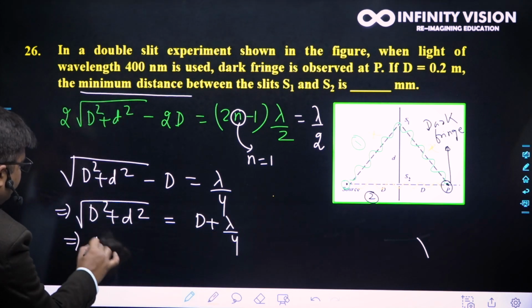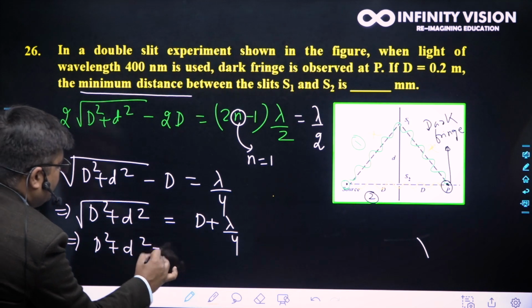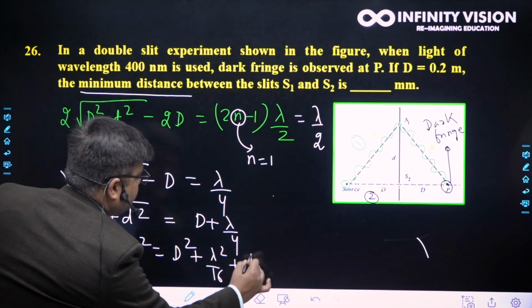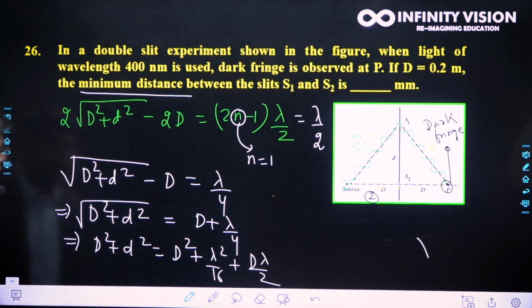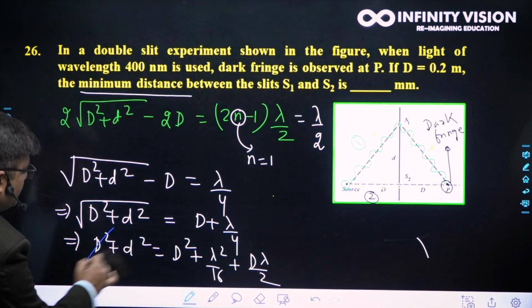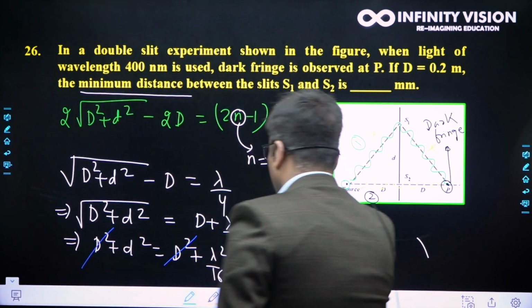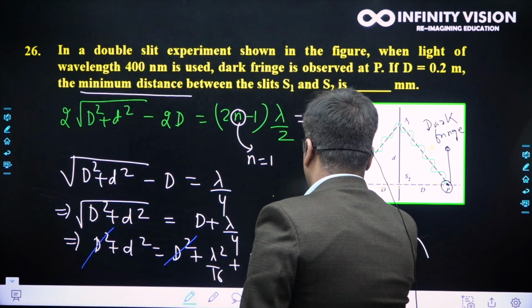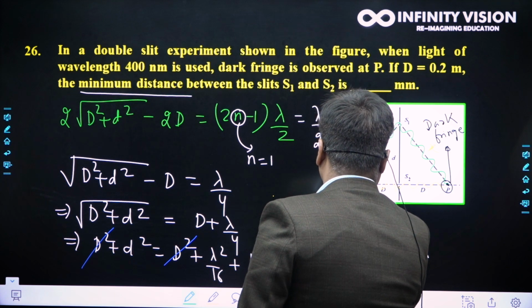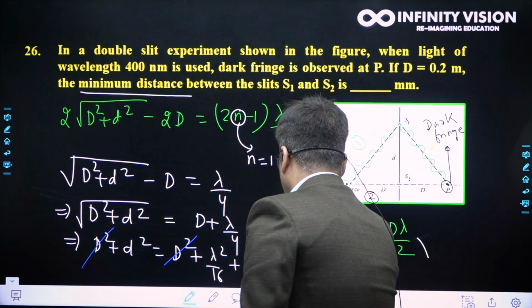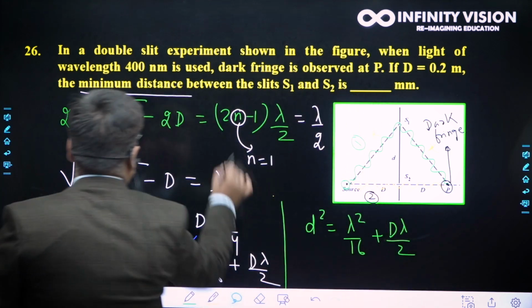Squaring both sides we get d square plus D square बराबर D square plus lambda square by 16 plus D lambda by 2. अब ये D square से D square कैंसिल हो जाएगा. Now the simple expression comes out to be d square equal to lambda square by 16 plus D lambda by 2. ये एक्सप्रेशन हमारा बन के आता है फाइनल.